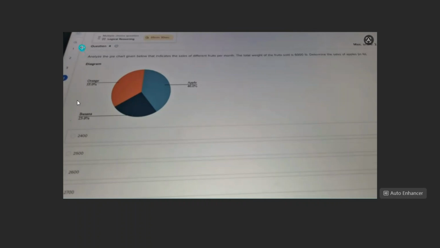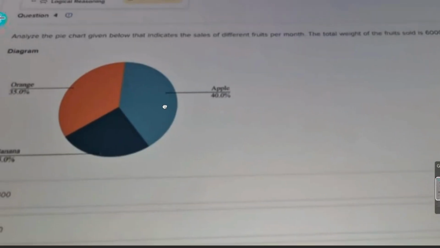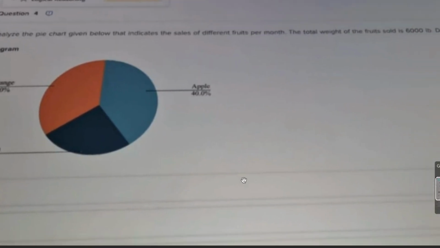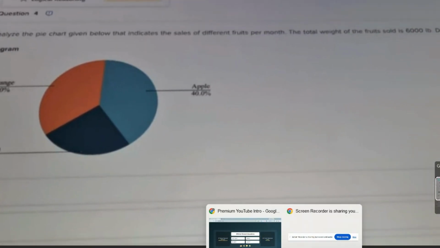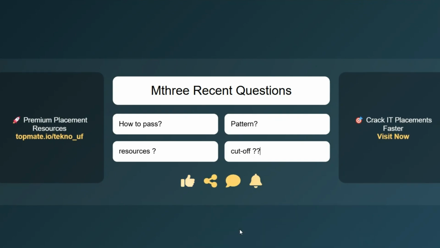What if you have faced this question in your M3 assessment test? Will you be able to solve this problem? Hello, my dear family members. I hope all of you are preparing well for your upcoming M3 assessment test.